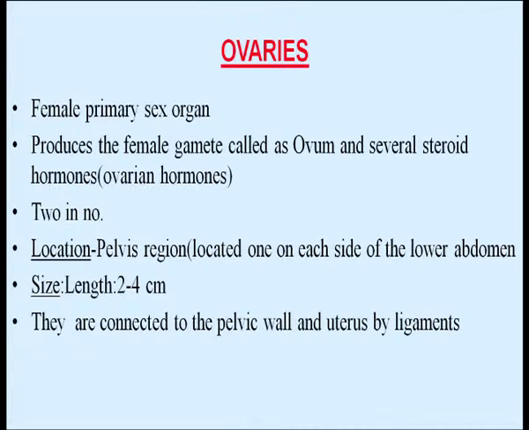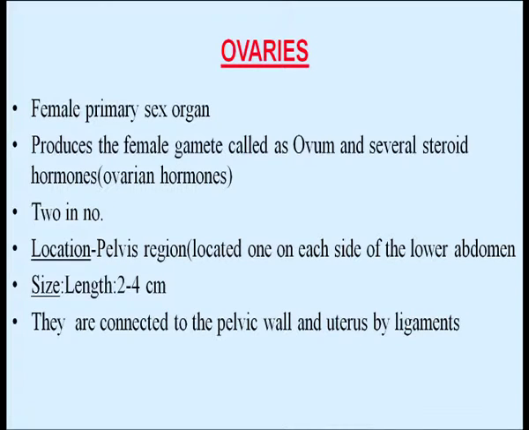First of all, we will talk about ovaries. Ovaries are the female primary sex organ which produces the female gamete called ovum and several steroid hormones which are called ovarian hormones. Ovaries are 2 in number and the location of ovaries is the pelvis region, located one on each side of the lower abdomen.